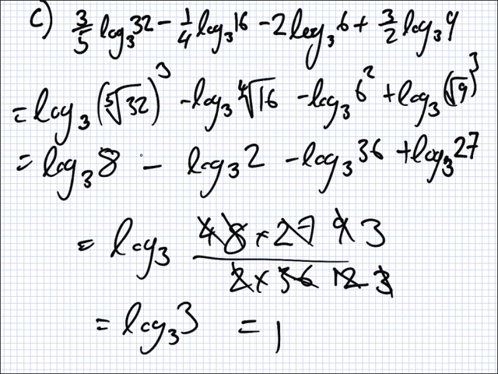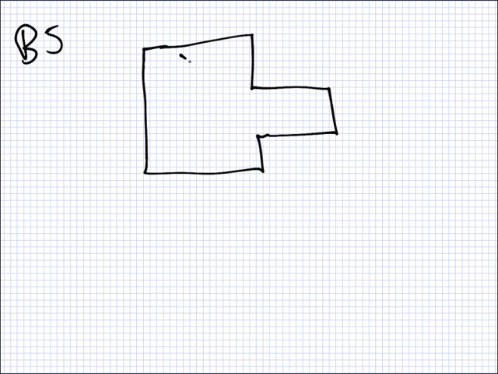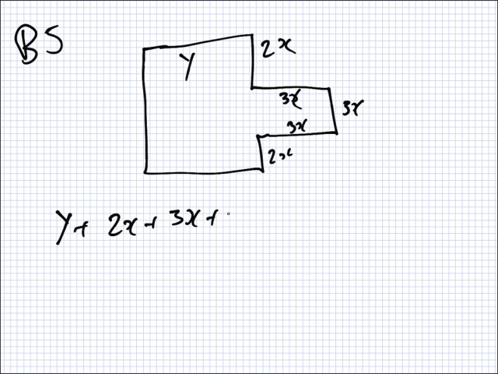Next, B5 was the shape. It was this one here. y, 2x, 3x, 2x, 3x, 3x. The perimeter is 244. Express y in terms of x. So you have y plus 2x plus 3x plus 3x plus 3x plus 2x plus y plus 3, 4, 5, 7x. I think I got them all.